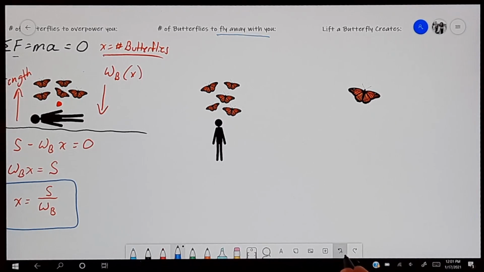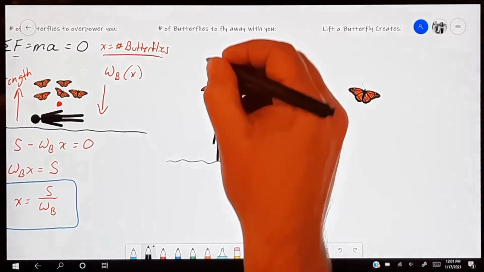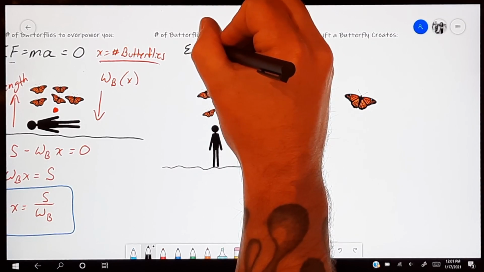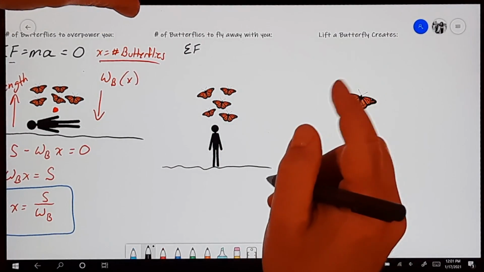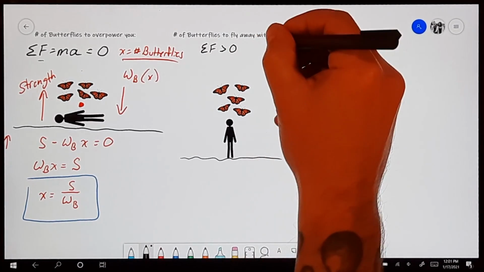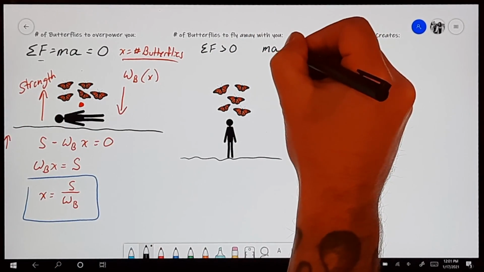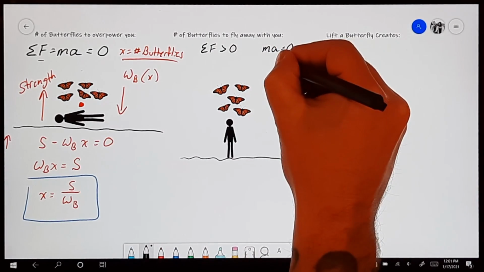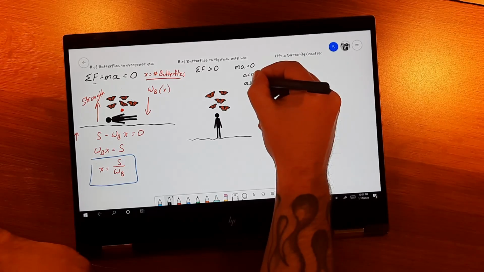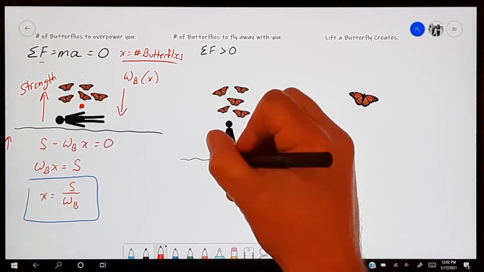Next, let's solve for how many butterflies it's going to take to actually carry someone away and fly away with them. So we got a little ground here, put a little tree. Oh wait, never mind. Let's focus. Okay. So on this one, the sum of forces is going to be greater than 0. The reason we want that is we know the sum of forces equals mass times acceleration. If mass times acceleration equals 0, then acceleration is 0, and without acceleration, nothing is moving. So if we have acceleration greater than 0, we know it's going to be moving.